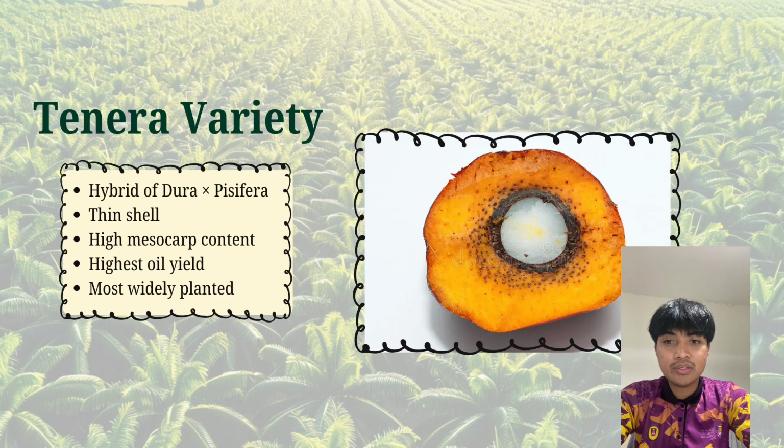The oil to bunch ratio in Tenera is around 22 to 24%, which is higher than Dura. Tenera palms also produce more fruit bunches, although the bunch size may be slightly smaller. Because of its high oil yield and better commercial value, Tenera is the preferred variety in plantations throughout Malaysia and other oil palm producing countries.